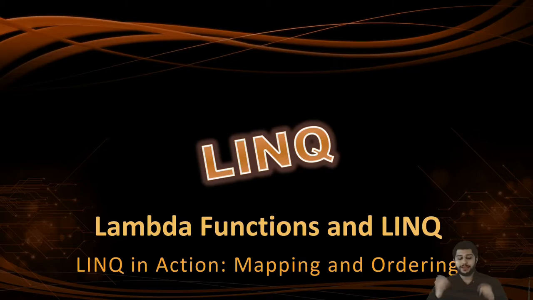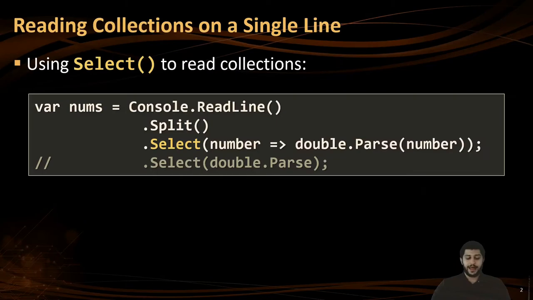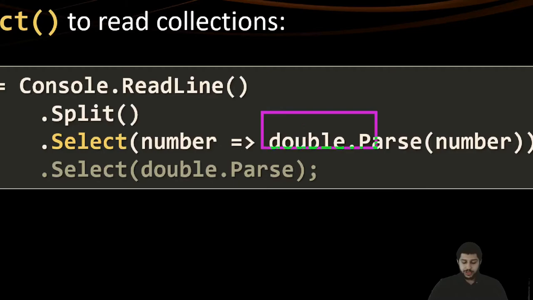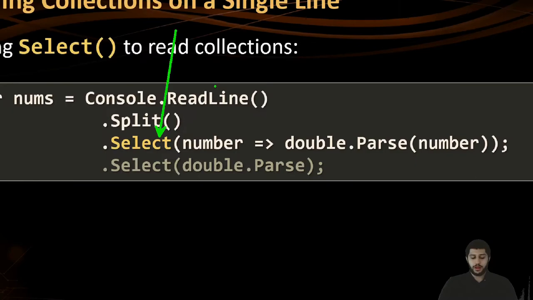Now, the first one that we are going to look at is the Select. And Select is a mapping function. So what Select does is it takes a number or any kind of item that is inside a collection and transforms it into another item. So it's like doing a for loop and changing each item in the for loop. Let me show it this way.